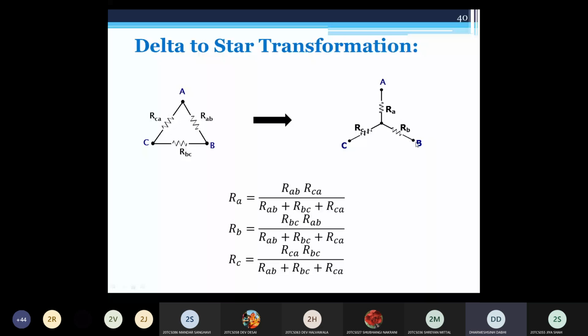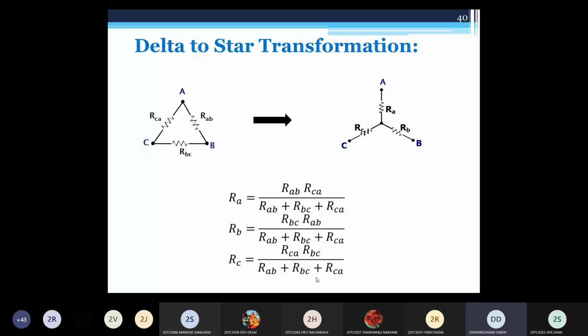Whatever resistances are connected at the B point in your delta connection, first multiply RAB and the other one, RBC. So here you can see, multiply RAB and RBC and divide by the sum of all the resistances, RAB plus RBC plus RCA. Same way you find the C point resistance, RC. Whatever resistances are connected with the C point in your delta connection, first multiply RCA and RBC, and divide by the sum of all the resistances of the delta connection. So there is a simple equation to remember during delta to star conversion. All of you clear on this one?